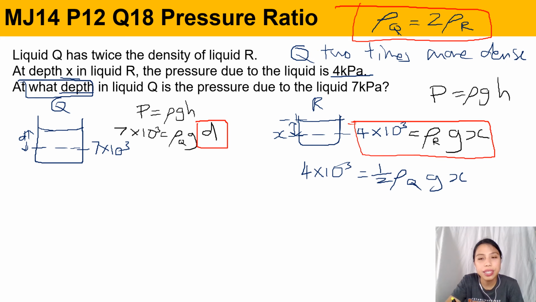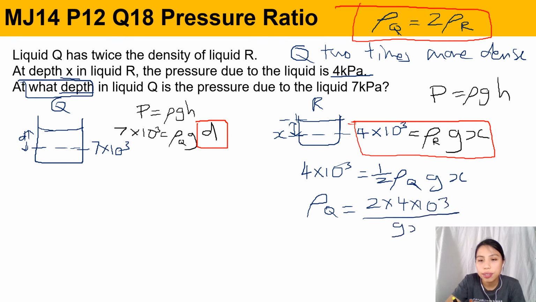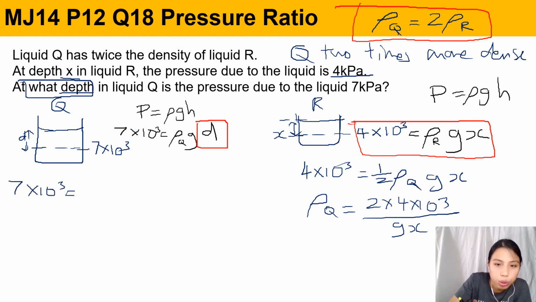Now I can do simultaneous equations, substituting rho Q into rho Q. Let me do it this way. Rearrange a bit: rho Q is 2 times 4 times 10 to the 3 divided by G times X. Then I plug this whole thing into the other equation on the left side. So now 7 times 10 to the 3 equals rho Q. We found the rho Q. Rho Q was 8 times 10 to the 3 over G times X.